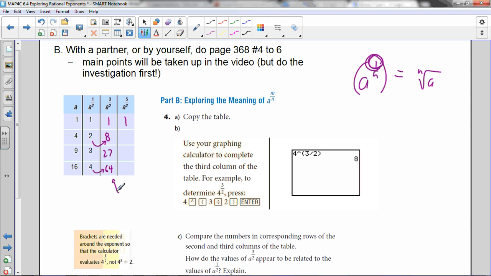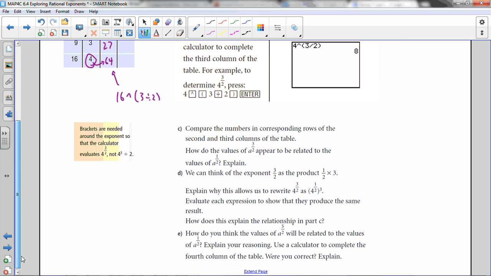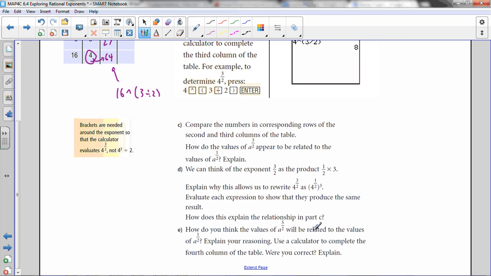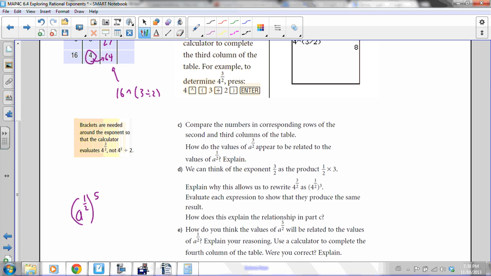For this one, we put in 16 to the exponent 3 divided by 2, and we get 64. But this is the square root. So this is the square root cubed, and that's the pattern we were supposed to see. So how do you think the values of that will be related to values of a to the exponent 1/2? Well, I'll bet you what we need to do is take the square root first, whatever the square root is, and take that to the exponent 5.